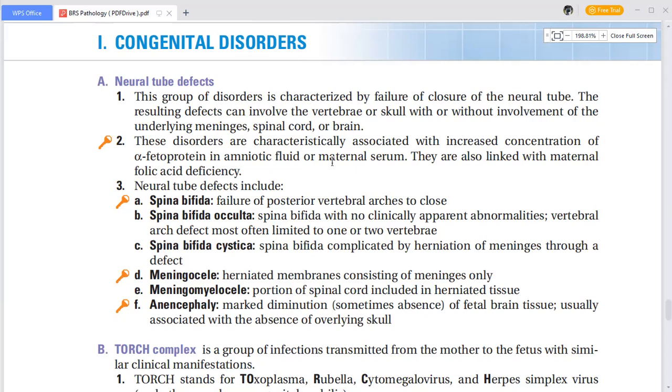But for the original spina bifida, you'll be able to see the features on the baby. The baby has the unclosed posterior vertebral arches. But for spina bifida occulta, you cannot see anything. You may or may not see something. That is called spina bifida occulta. So just a few features there.